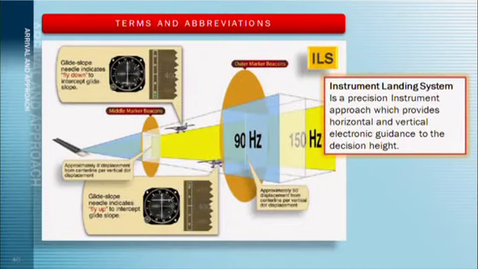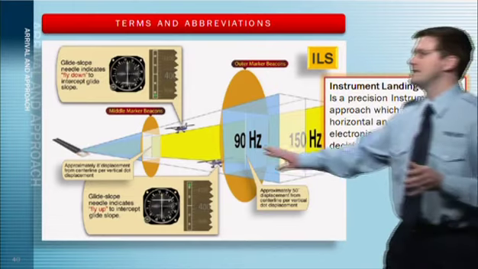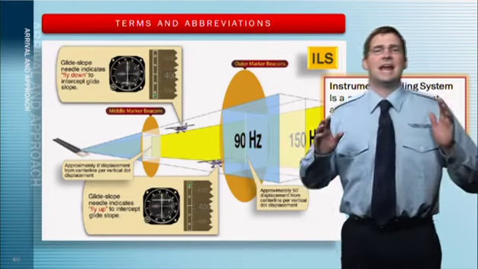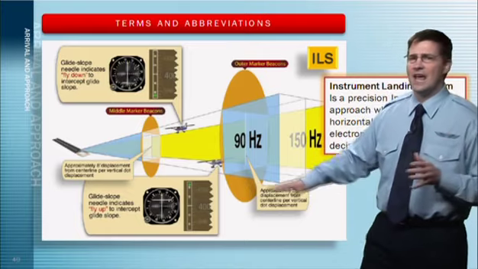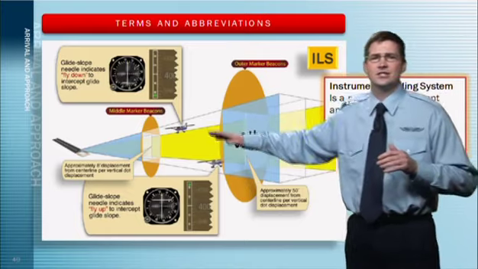An ILS stands for Instrument Landing System, and we see an example of an ILS right here. An ILS is a precision instrument approach which provides horizontal and vertical electronic guidance to the decision height.